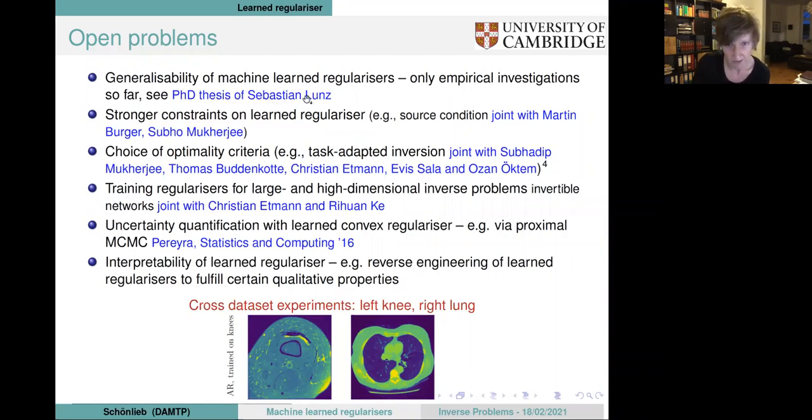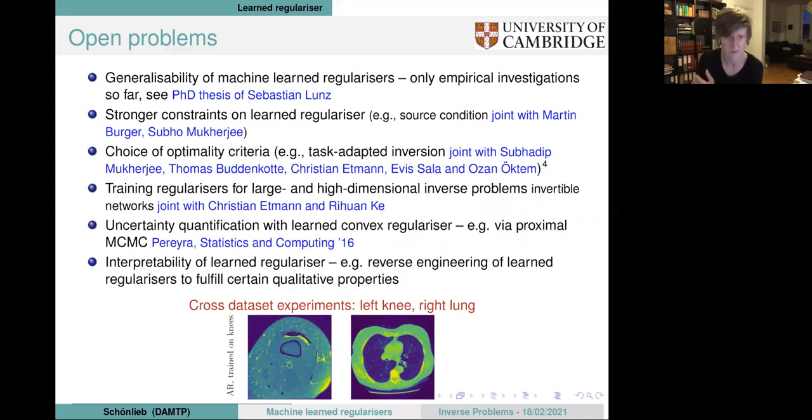But in the PhD thesis of Sebastian Lunz, he has been doing a few experiments along these lines. He did cross dataset experiments. So here, for instance, this is his original adversarial regularizer trained on knees. This is here on the left, the images that it's trained on, and this is the images that he has applied it to. This is again for CT, a bit of a strange color coding.